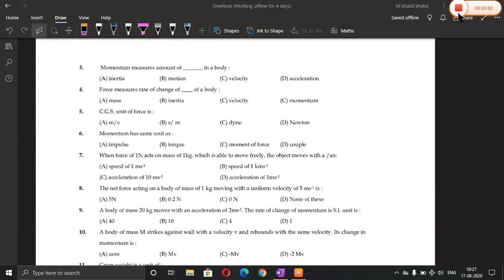So today we are going to solve some numerical problems, or some MCQs, based on our previously taught topic, that was Newton's first law and second law of motion, and this includes momentum also. Okay, so let us start with the first question.